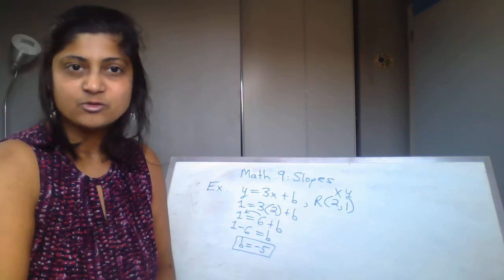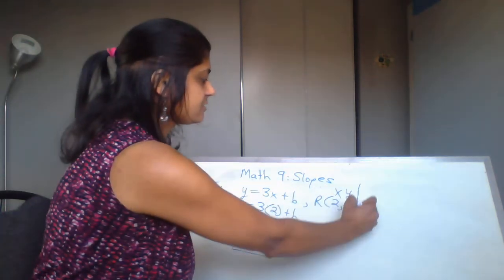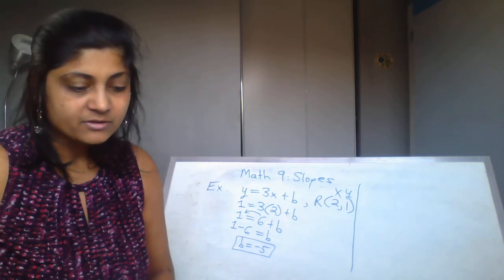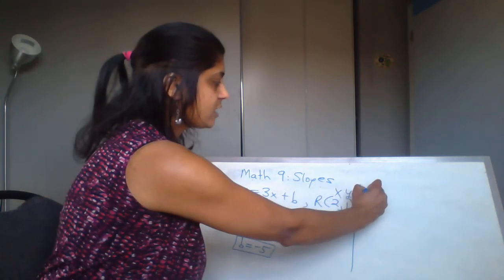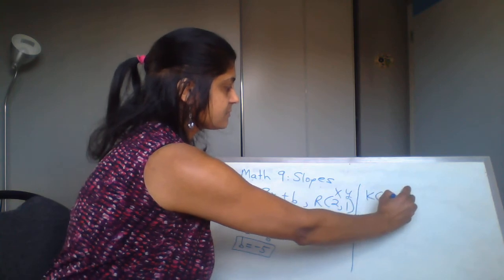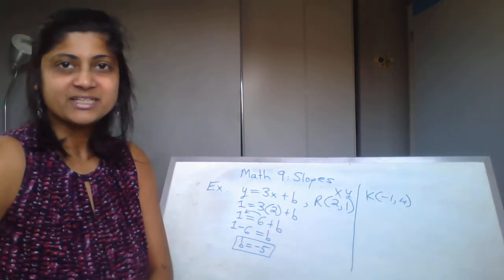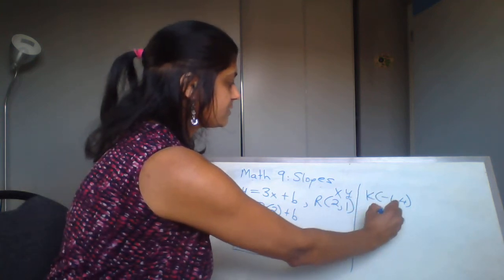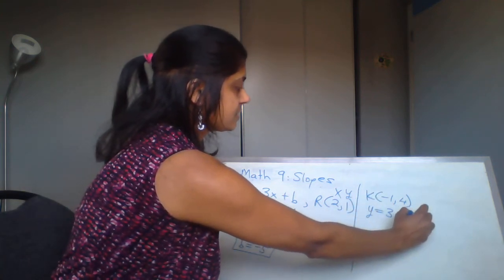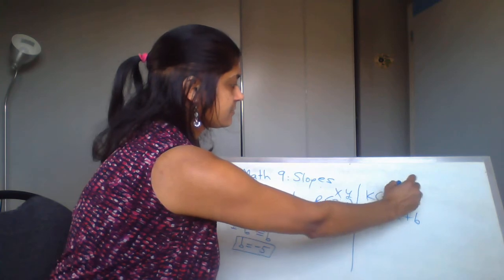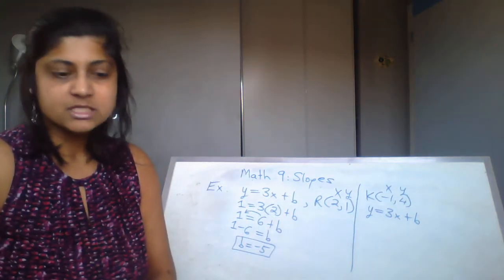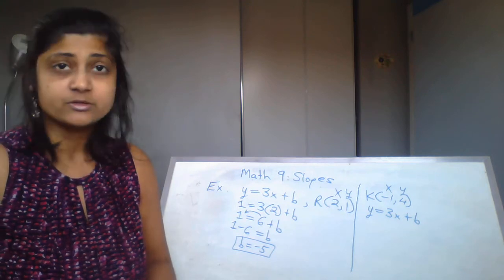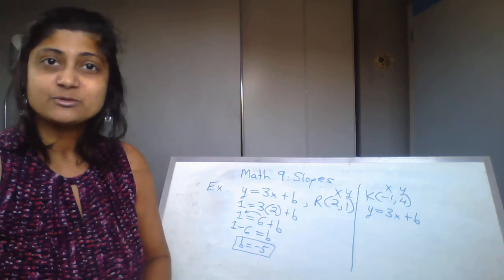So let's try that for one more question here. Let's put it on the side here. This time they're giving us another value, the value of K, which is (-1, 4). We're using the same equation here, so let me just write it out: y equals 3x plus b. If you ever get confused in terms of the coordinates, I make sure I label it. So the x value here is negative 1 and the y value is equal to 4.